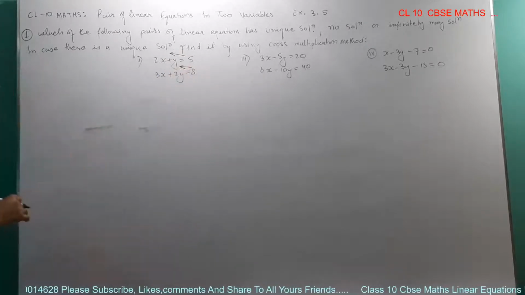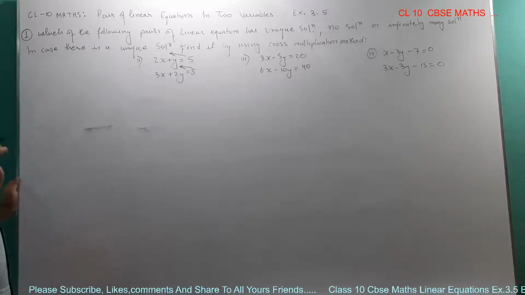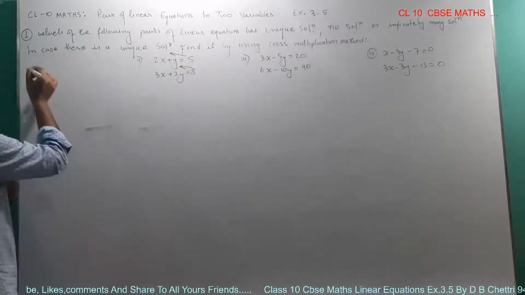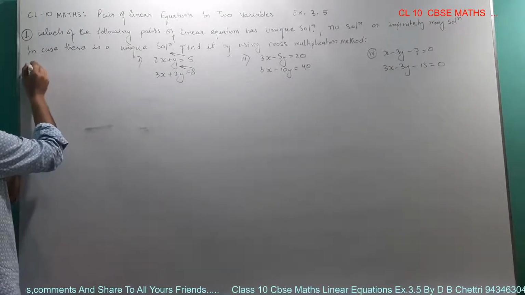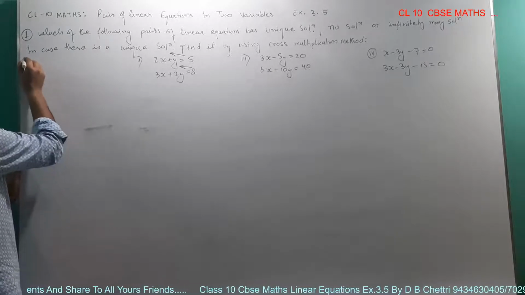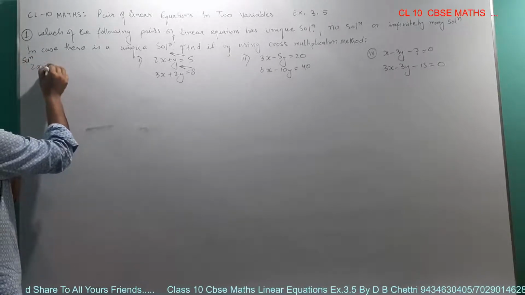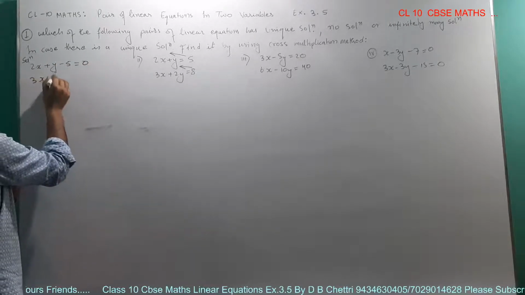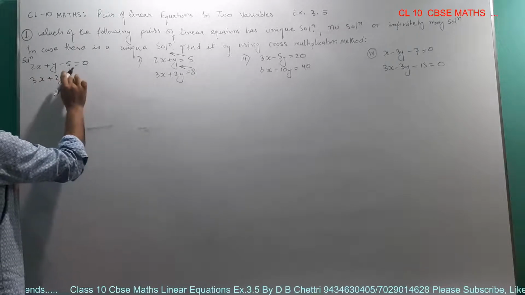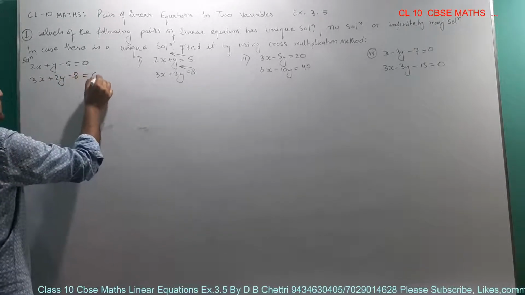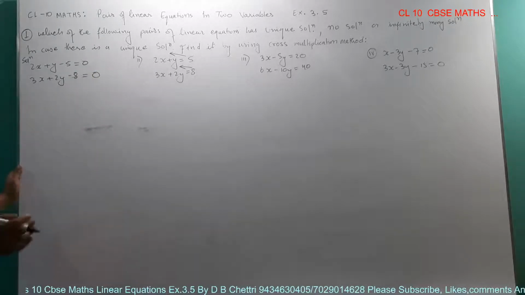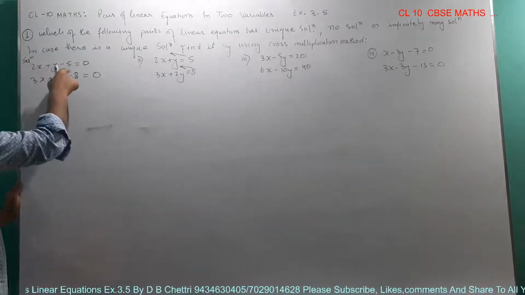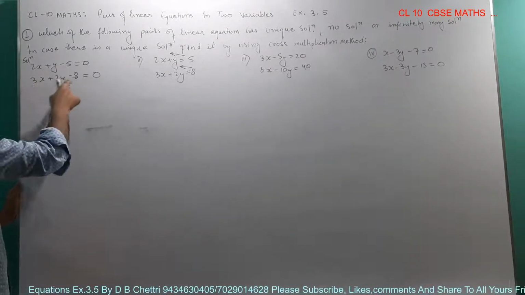Okay, now let me take this right term towards the left. Remember, keep all the terms towards one side. Then 2x plus y minus 5 equals 0. Then 3x plus 2y minus 8 equals 0. Okay, take all the terms towards one side or left side. Now get the values of a1, b1, c1 from equation 1 and a2, b2, c2 from equation 2.